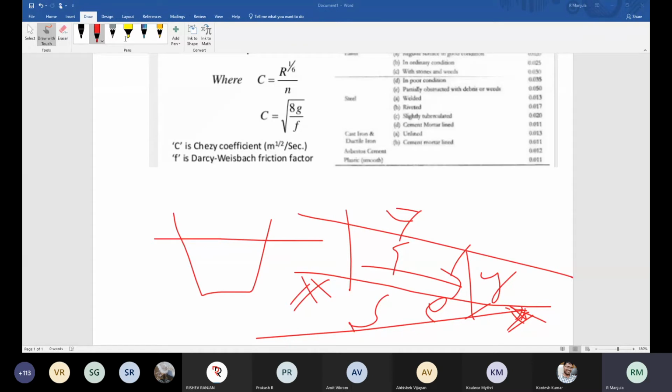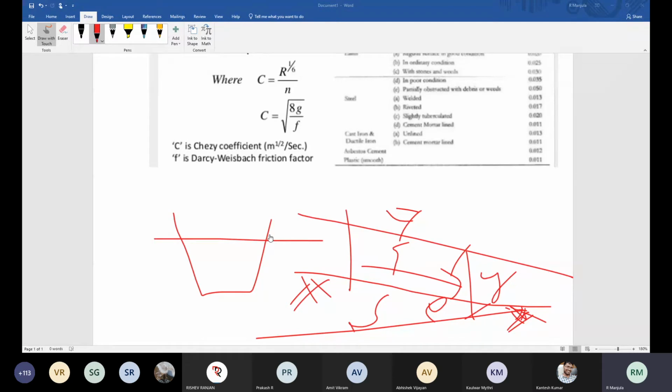Have you heard about the Reynolds number? Yes, ma'am. Okay, what is Reynolds number? No answer for that. If you ask some question, people will not open their mouth, right? Ma'am, rho V D by mu. But what is the definition of Reynolds number? rho V D by mu is the equation, but what is the definition of Reynolds number?